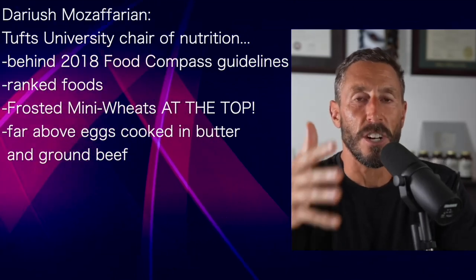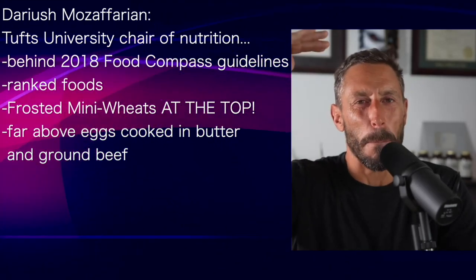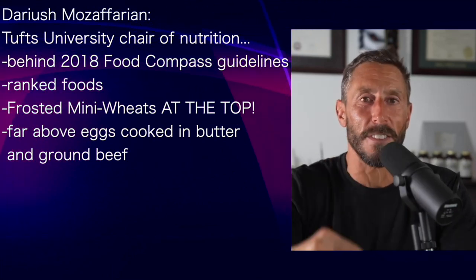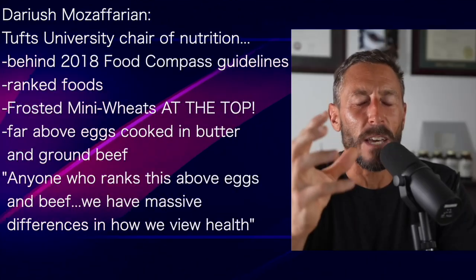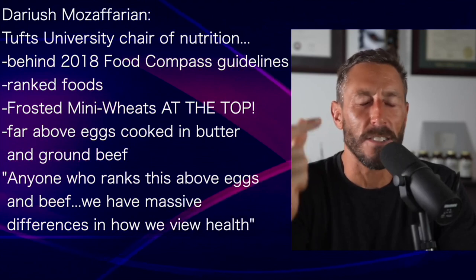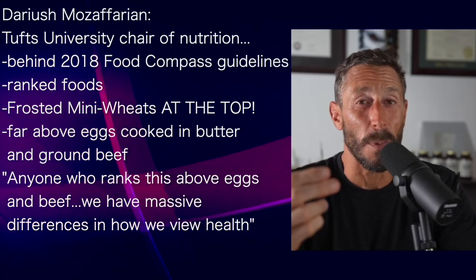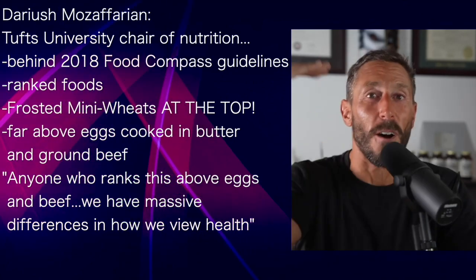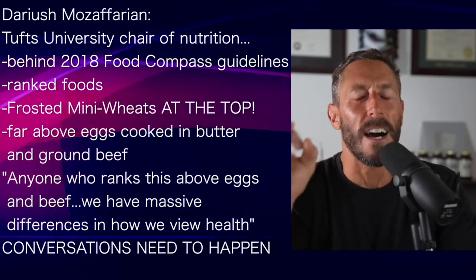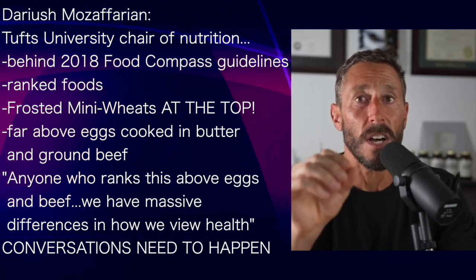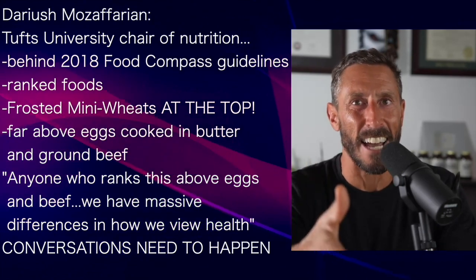On the Food Compass Guidelines, chaired by this guy, frosted mini wheats were at the top. They perhaps were not the best food, but they were pretty high. They were far above things like an egg cooked in butter and ground beef. Anyone that devises a system that is going to rank frosted mini wheats, Cheerios, Honey Nut Cheerios, egg substitute with seed oils above a real egg cooked in butter and ground beef, and not just above them, but far above them, we have massive differences in the way we see the nutrition landscape. And those type of conversations need to happen. Those conversations need to not be swept under the rug with a pithy, partly false misinformation tag on Instagram.